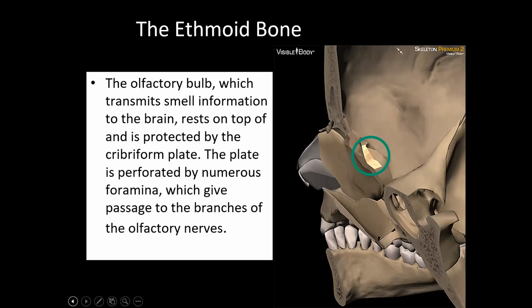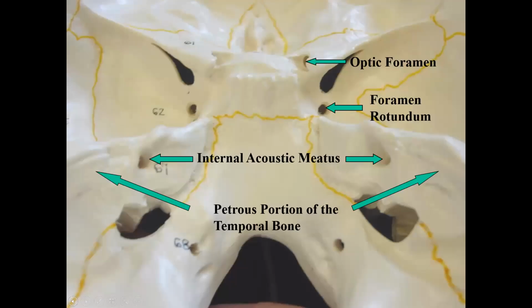Because we have hundreds of little branches of the olfactory nerve, they can pass up through these perforations in the ethmoid bone to get to the olfactory bulb. And this perforated bone is called the cribriform plate. The cribriform plate. So the olfactory nerve branches come up from the nasal cavity up through that bone into the brain.